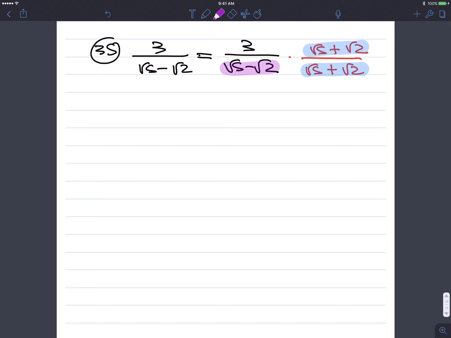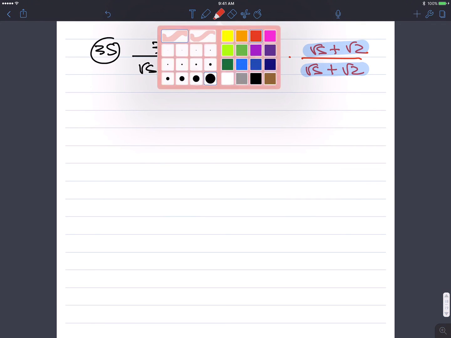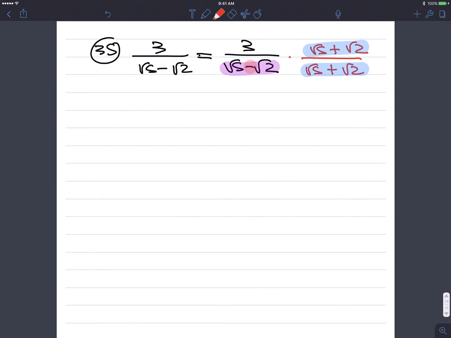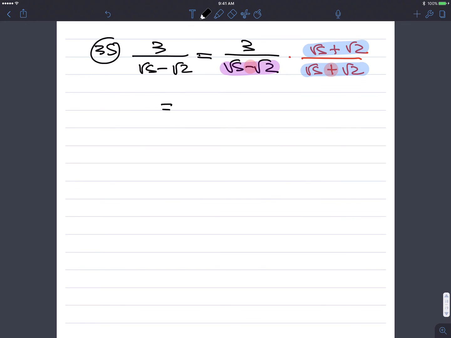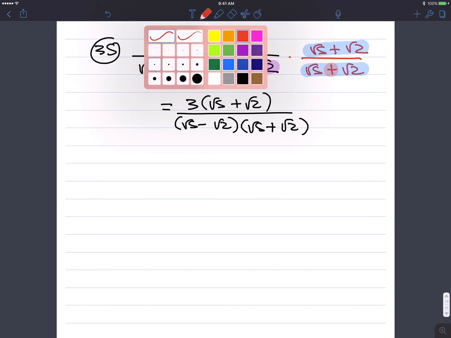Our sign here, I guess we have to change the color. It's negative, positive. These are conjugates. Okay. 3 times the square root of 5 plus the square root of 2 over the square root of 5 minus the square root of 2 times the square root of 5 plus the square root of 2. We're going to distribute.